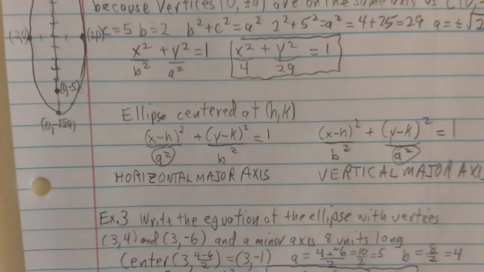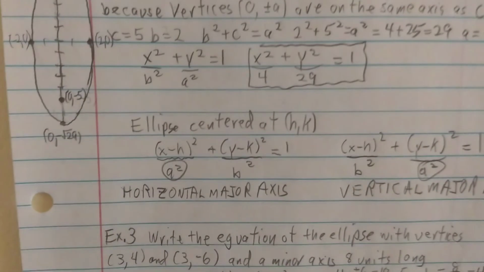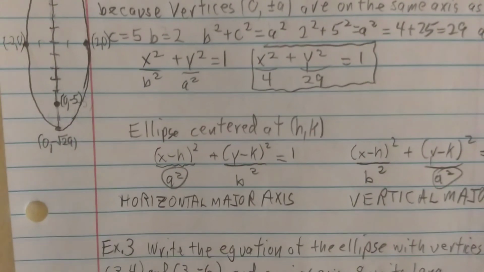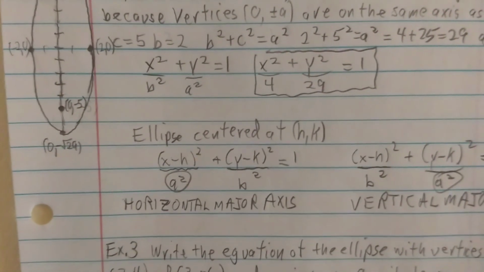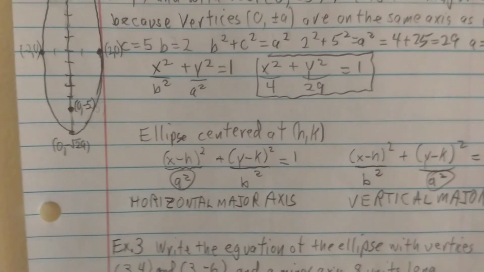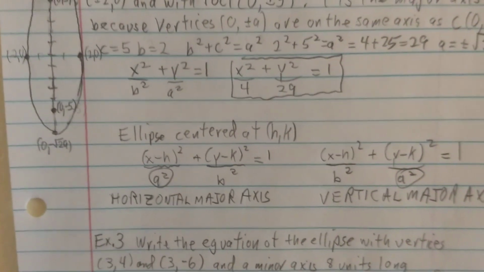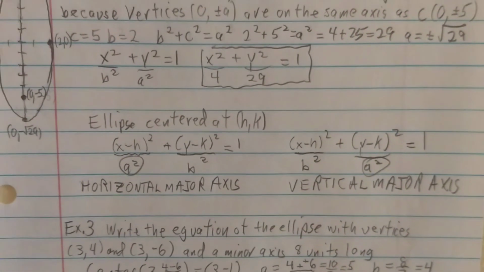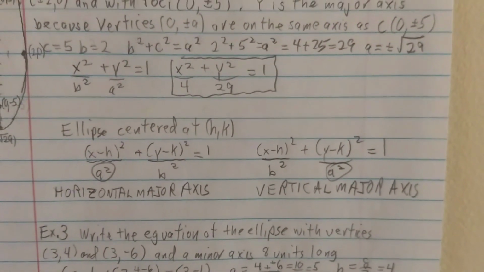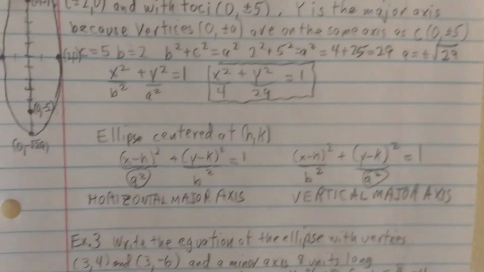So now c is equal to 5, b is equal to 2, and b squared plus c squared, as we saw before, equals a squared, the hypotenuse. And so 2 squared plus 5 squared equals a squared, or 4 plus 25 equals 29. So a is equal to plus or minus square root of 29.